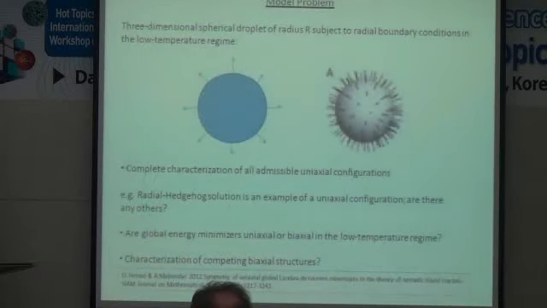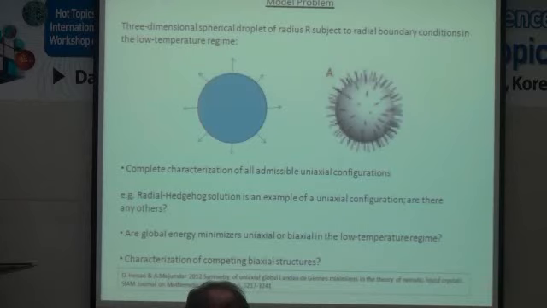So just to remind you, we have this spherical droplet in 3 dimensions, we have the radial boundary conditions, and we have low temperatures. We have these two solutions: the radial hedgehog solution, which is perfectly uniaxial and radially symmetric, and the disclination loop solution with this biaxial shell.